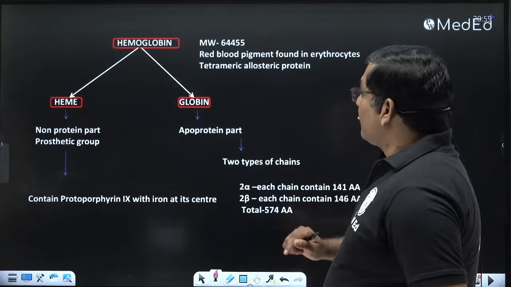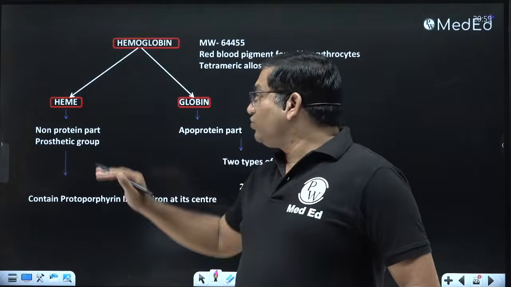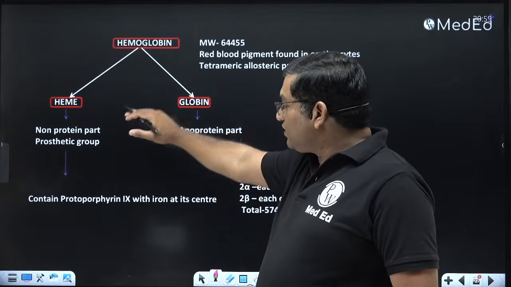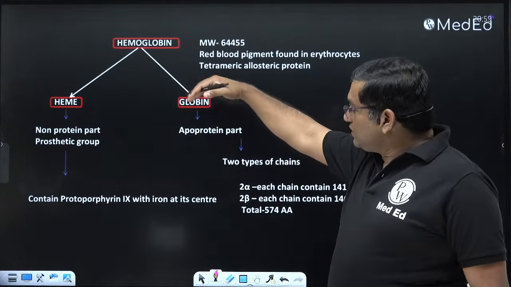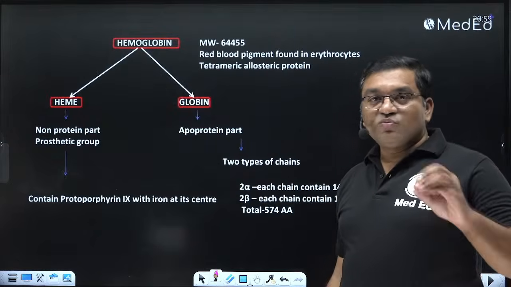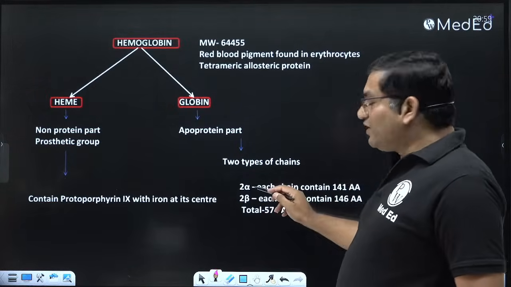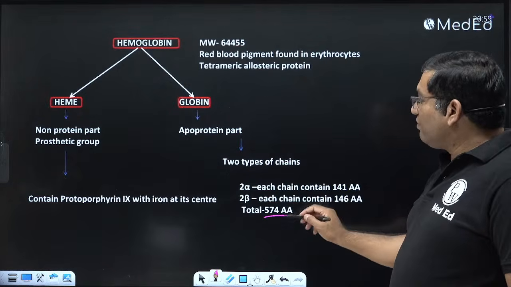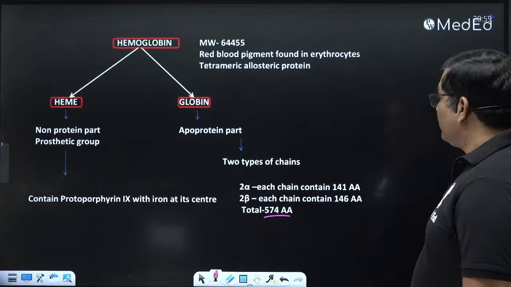So see, hemoglobin is degraded to heme and globin. Heme is the prosthetic group in the hemoglobin structure. It is protoporphyrin 9 with iron at its center. Globin is the protein part. There are two types of globin chain, alpha and beta. Alpha has 141 amino acids, beta has 146 amino acids, total 574 amino acids in the structure. Two alpha chains and two beta chains are in the hemoglobin structure.